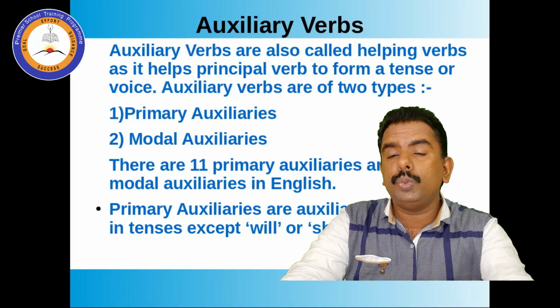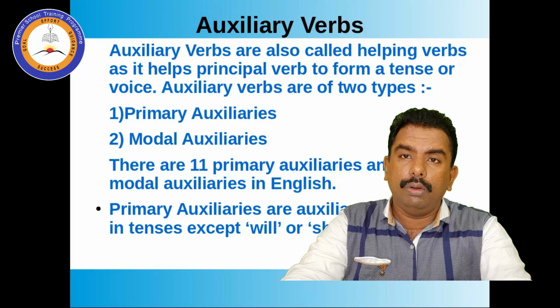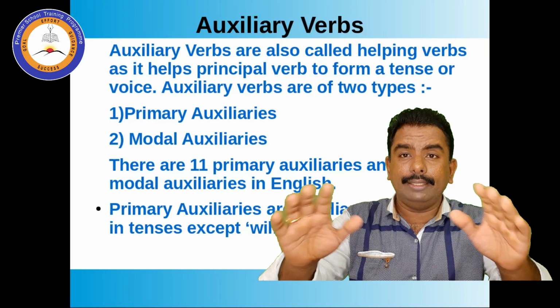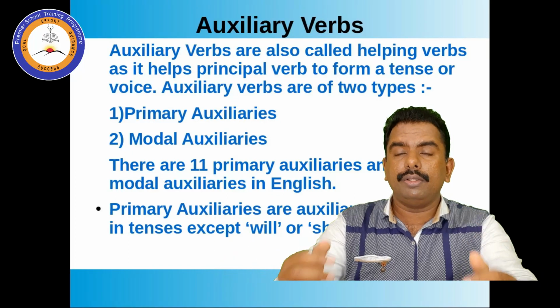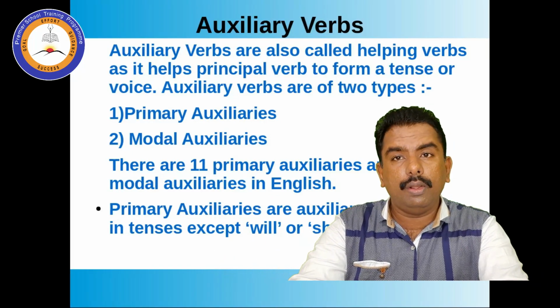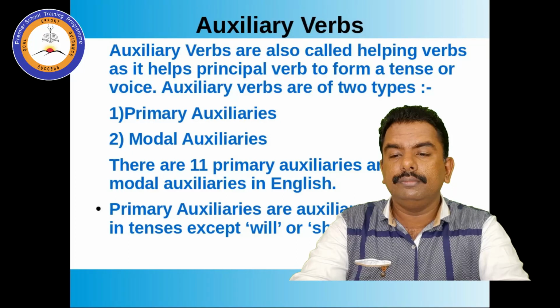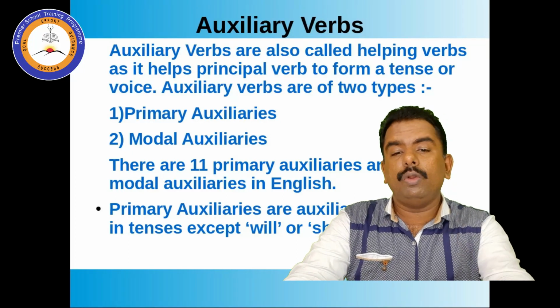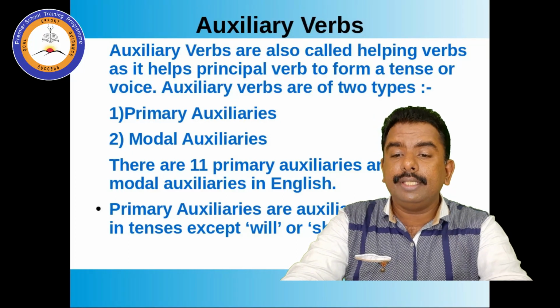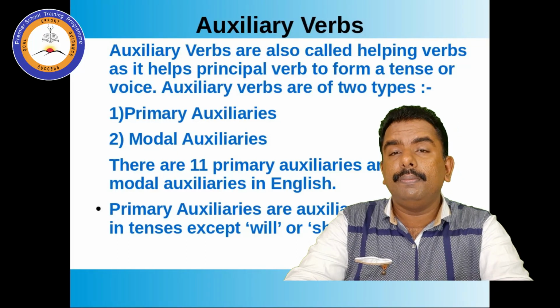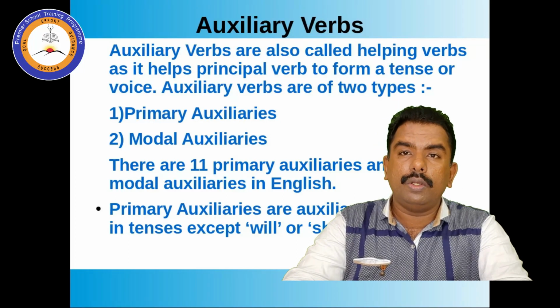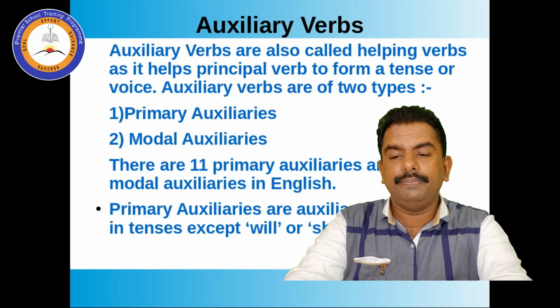This auxiliary verb helps the principal verb to form a tense or a voice. Auxiliary verbs can be divided into two types: primary auxiliaries and modal auxiliaries. There are 11 primary auxiliaries and 13 modal auxiliaries in English.